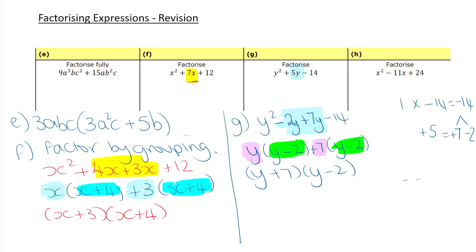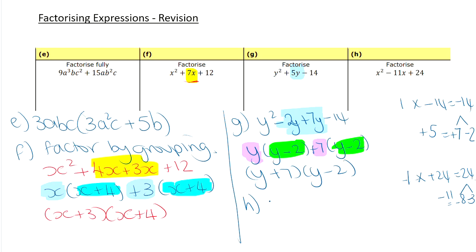Okay, let's try the last one. So h. This time we want 1 multiplied by plus 24, so this is going to be 24. So factors of 24 that are going to add together for 11. So this is going to be 8 and 3. So 8 times 3 is 24, but I want it to be minus, so I'm going to have a minus 8 and a minus 3 to make negative 11.